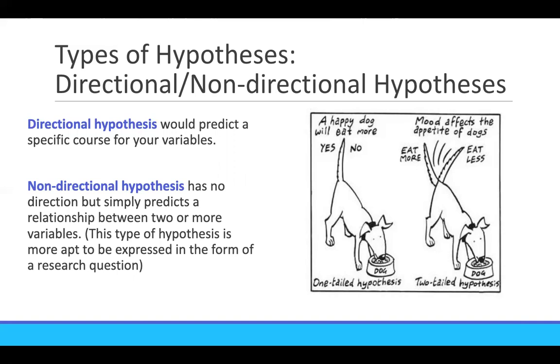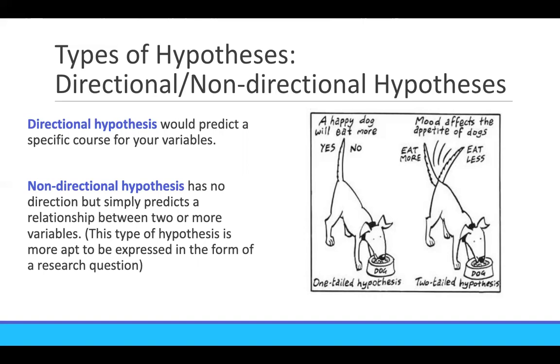A non-directional hypothesis, you don't give a direction. You just basically say, I think there's a relationship between these variables. And admittedly, if you don't bother to give a direction, sometimes this type of hypothesis is just more apt to be expressed in the form of a research question, right? Does a relationship exist between X and Y?